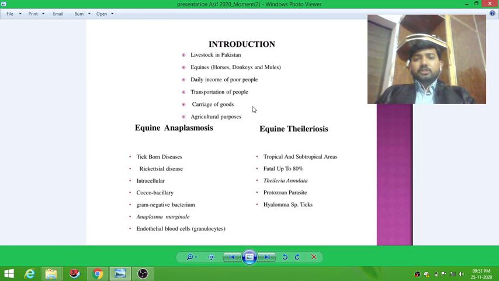There are many diseases in different types of livestock. We have selected only two, anaplasmosis and theileriosis. Both are tick-borne diseases. One of them is due to a gram-negative bacterium, and the other is due to a protozoan parasite.